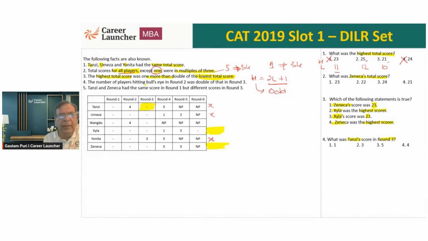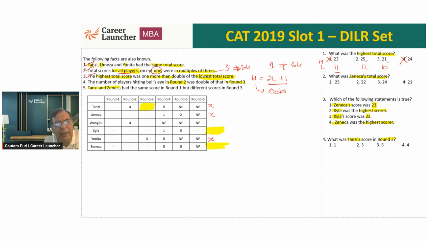Okay. The number of players hitting bullseye in round 2 was double of round 3. I can't do anything about this at this point. When will it be useful? When I have to eliminate cases. That is when I will use it. So statement 1, statement 2, statement 3, I've used it. Statement 4, I don't know yet what to do. I will look at it at an appropriate stage when I have to eliminate cases.